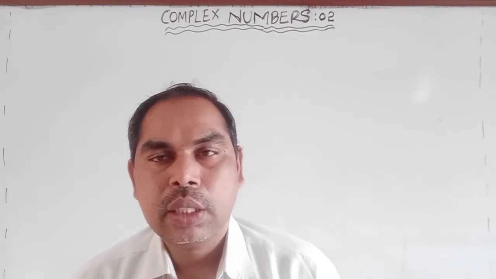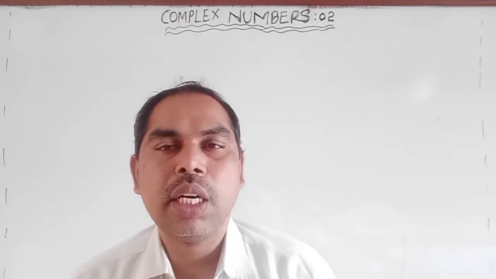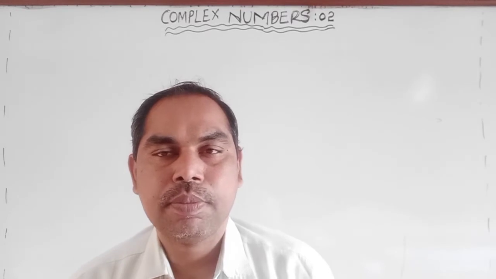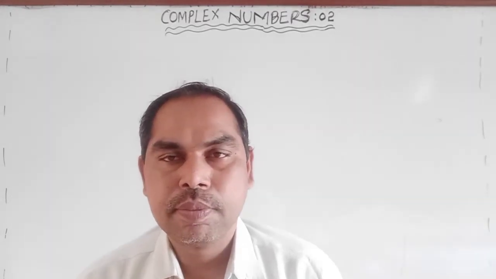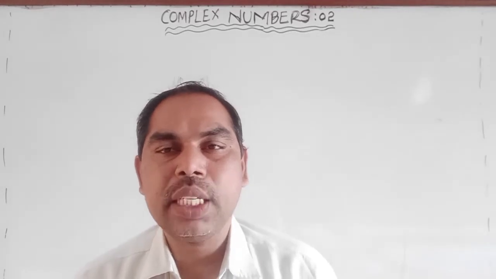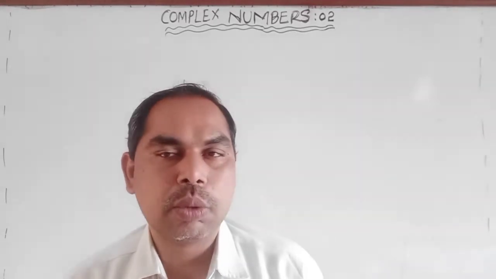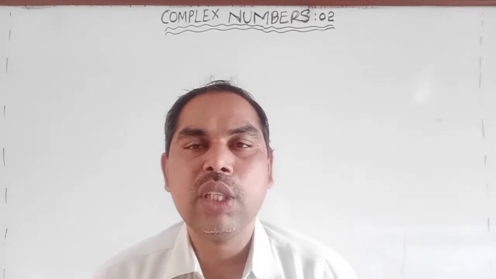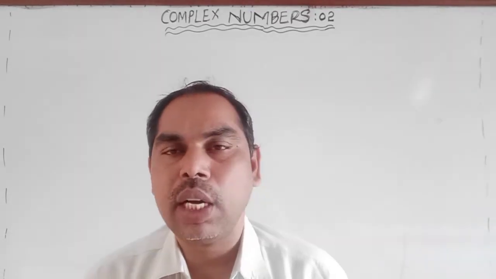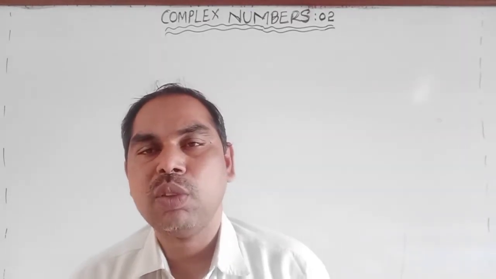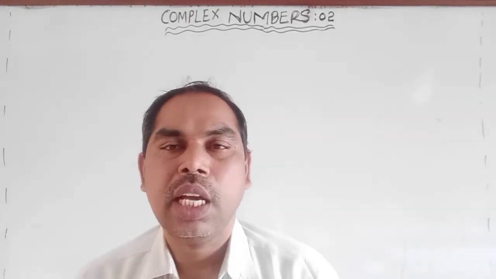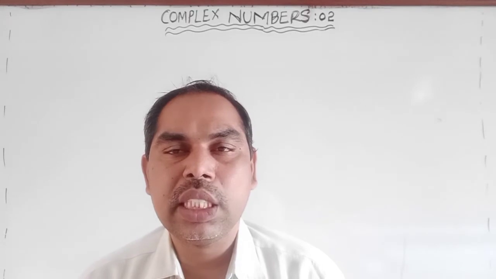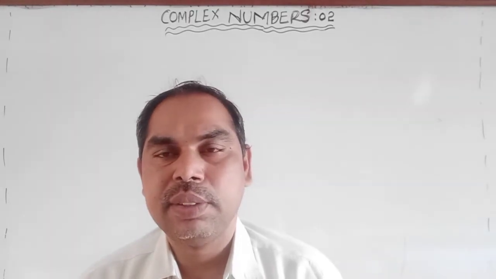So i is equal to square root of -1. i square is equal to -1. So i to power 4n is equal to +1, i to power 4n plus 1 is equal to i, i to power 4n plus 2 is equal to -1, i to power 4n plus 3 is equal to -i.